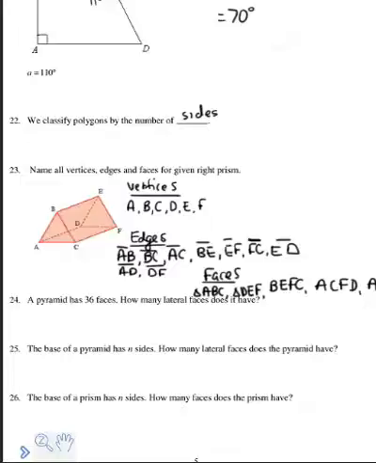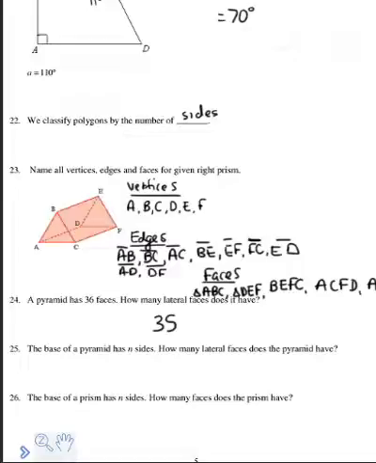Alright, 24. Pyramid has 36 faces. How many lateral faces? So lateral faces means faces that don't include a base. Now if you think about the difference between a pyramid and a prism, a prism has two congruent polygons that are also in parallel planes, and then the lateral faces are rectangles. On a pyramid, it has one base, and all the other faces are lateral faces. So if a pyramid has 36 total faces, one of those is the base, so it's got 35 lateral faces.